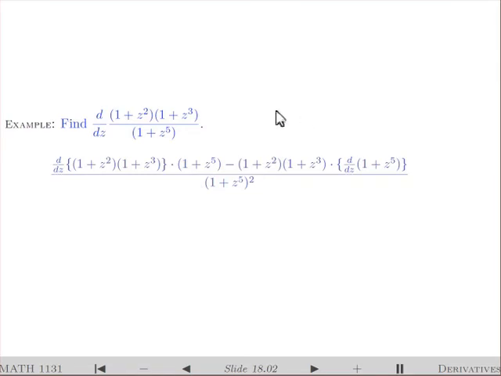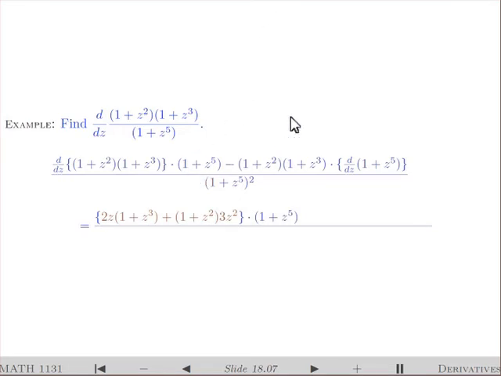Now when I differentiate here, derivative of the numerator, I have to use the product rule. So it says differentiate the first factor, in this case 1 plus z squared, that gives me 2z, times the second factor 1 plus z cubed, plus the first factor 1 plus z squared, times derivative of the second factor 1 plus z cubed, so that's 1 plus z squared times 3z squared. Then of course I have this outside the braces.